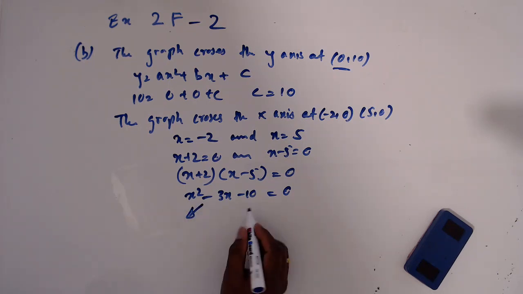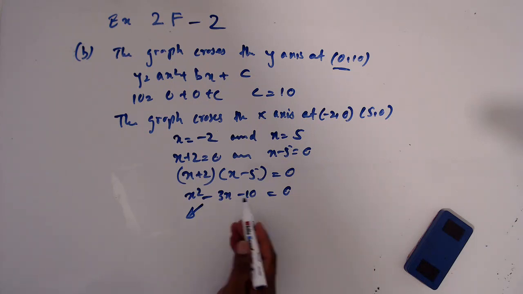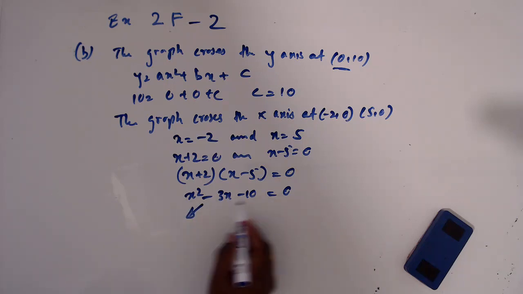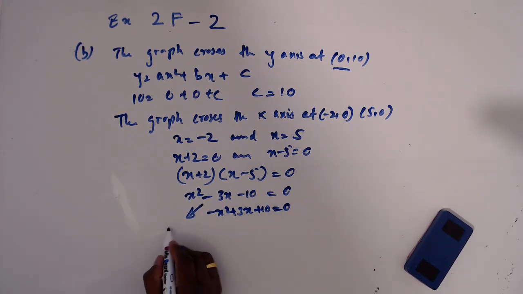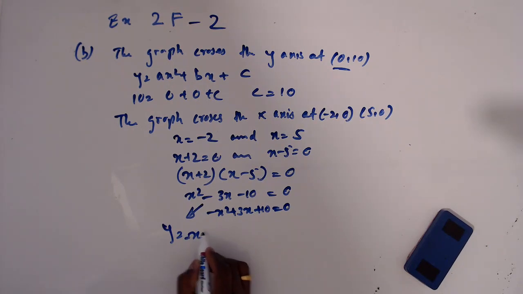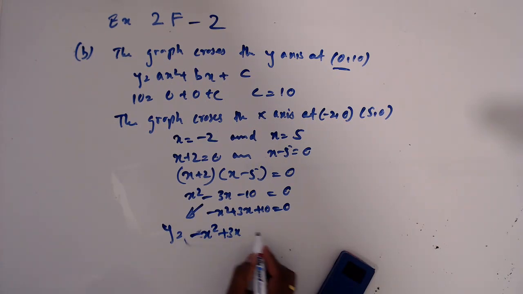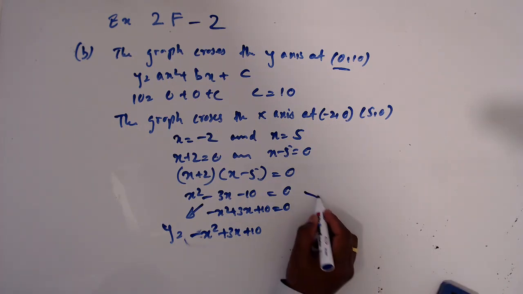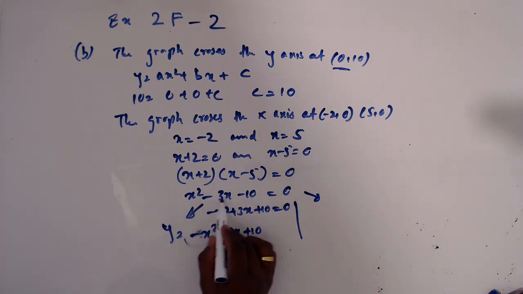Now this is minus 10. We have 10. Then how do we make minus 10 to positive 10? Multiply both sides by minus. So this becomes minus x square plus 3x plus 10 equals 0. Then what is the graph? Y equal minus x square plus 3x plus 10. Another way of looking at it. Now you have this one, x square minus 10.